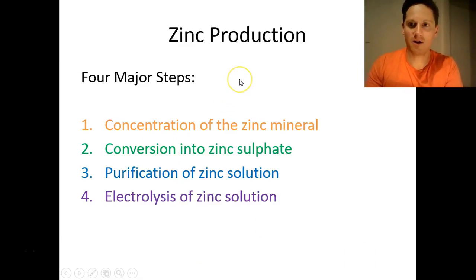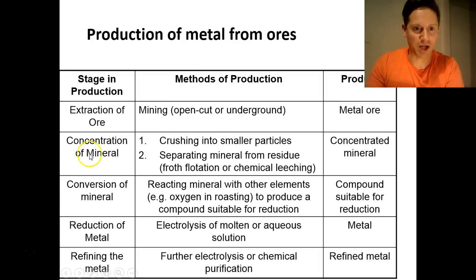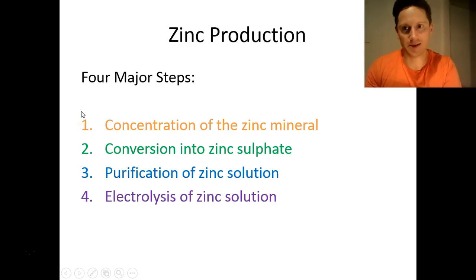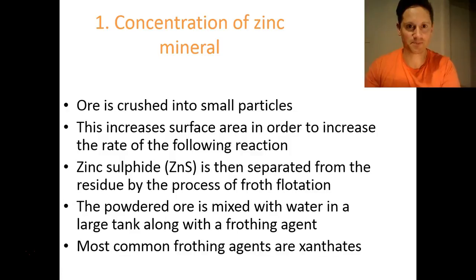So an example of production of metals is zinc, and this is the one that the textbook focuses on. This is our specific example of production of a common metal. The 4 major steps we're going to focus in on, I've color-coded them so you can keep track as we go through. 1, 2, 3, and 4: concentration of the zinc mineral, conversion into zinc sulfate, purification into zinc solution, and electrolysis of zinc solution. And they match up with these steps here. We're just skipping the extraction of ore step because that's not really something we need to focus on.